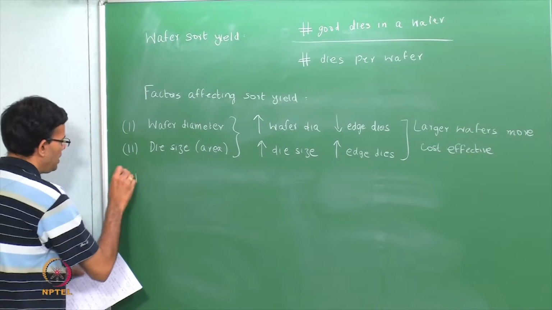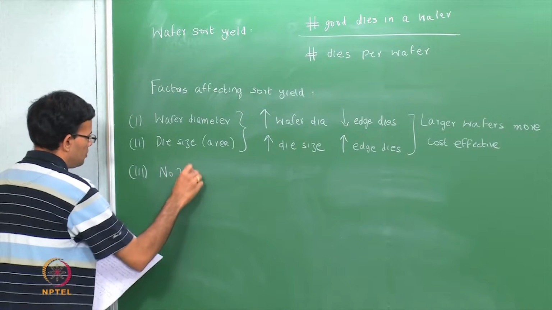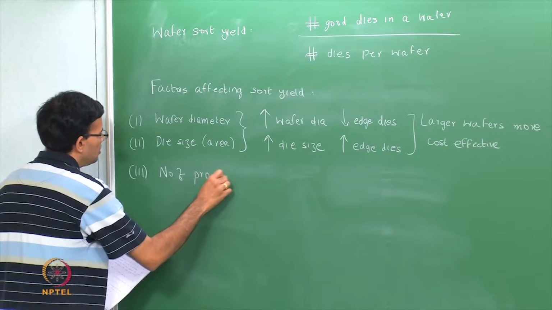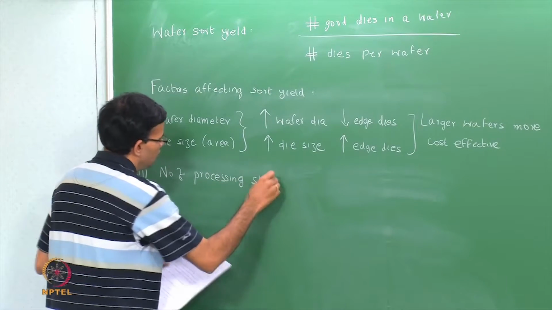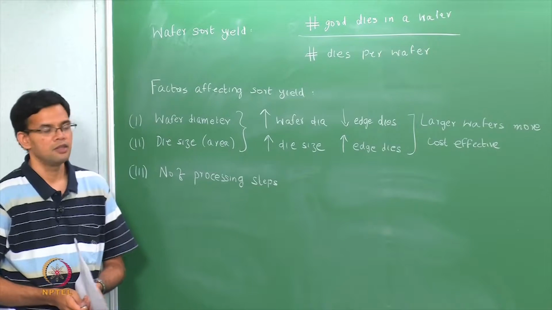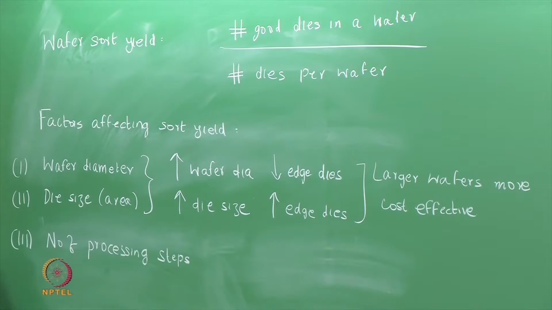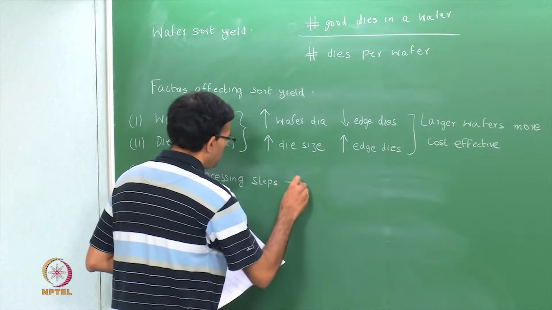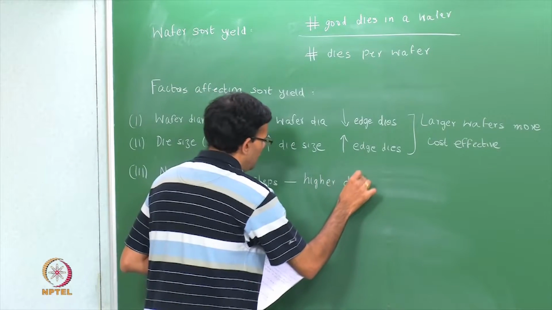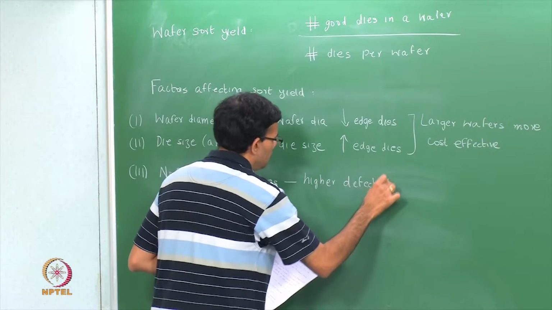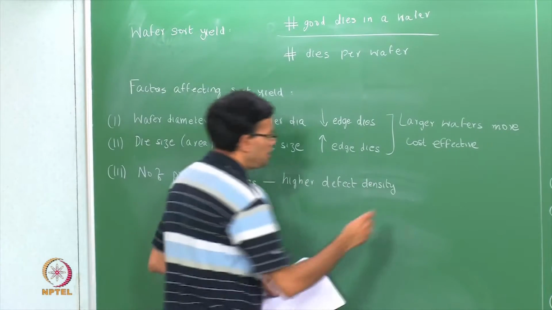Again, the next parameter is the number of processing steps. So, we have seen this earlier in the context of the fab yield. The same thing: the more processing steps, the higher the background density or defect density, which will again reduce the yield.